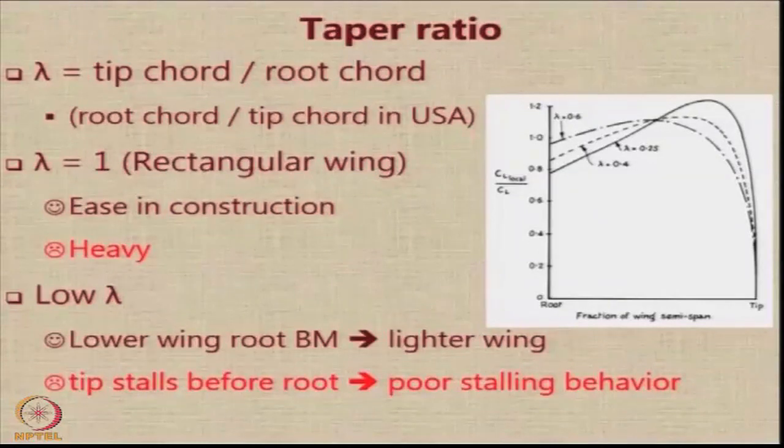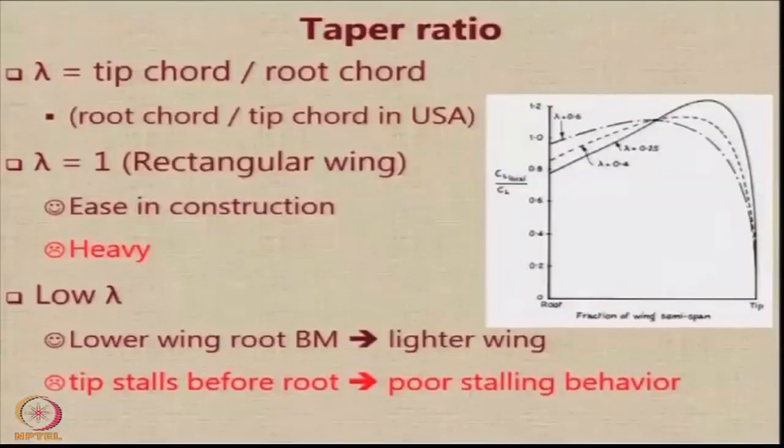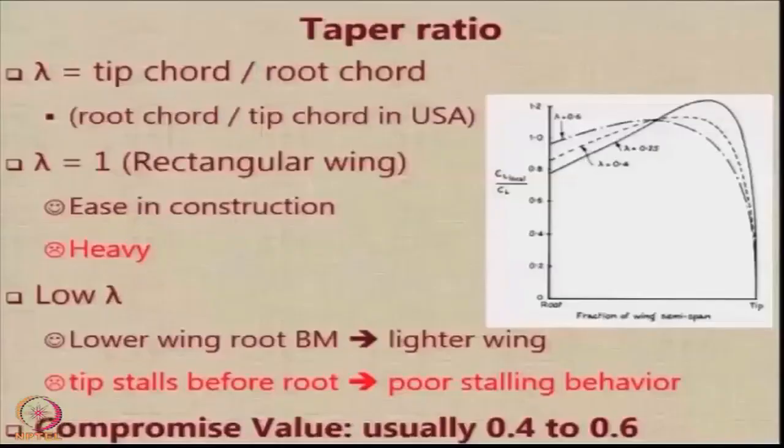For a good controllability in the post stall scenario, we do not want the tips to stall first, we want the root to stall first, because when the root stalls first, it gives some kind of a vibration and a physical feel to the tail. And also, if the root stalls before the tip, then the ailerons, which are normally outboard, are in unstalled wing, so they are still providing the required moment for controllability. Whereas, if the tip stalls first, then the ailerons, which are at the tips, will also be in the stalled condition and it will be ineffective. So, it will be difficult to recover from a disturbance, especially in roll. So, the compromise value of taper ratio is normally between 0.4 to 0.6 in most aircraft.